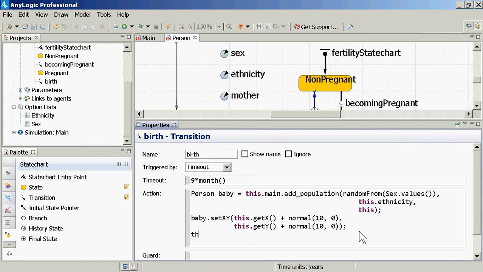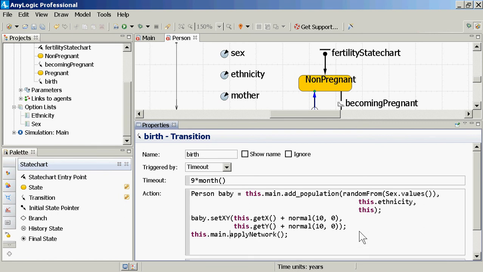This dot apply network. Just tell main, go apply your network. We could also just say main.apply network if you want to. Nope, this is the mom. Still, the baby was named baby. This is still referring to the mom. This is the mom here.